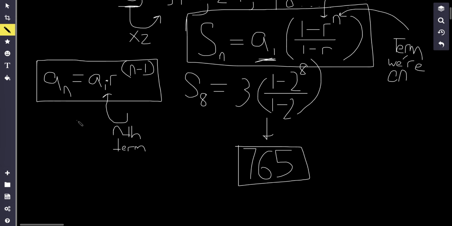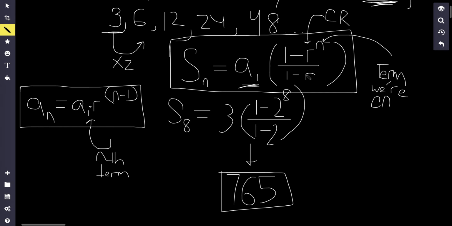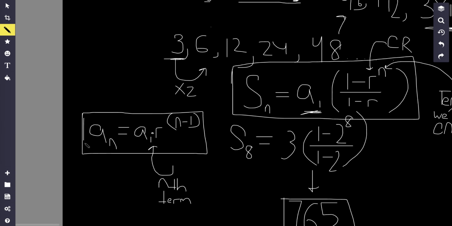Now, a lot of people get confused with the geometric sequence formulas. So this formula right over here we just used is to find out the sum of all of these terms, right? We're trying to find out the sum of every one of these terms. However, for this geometric sequence formula right over here, this is only used to find out the nth term. Let me show you what that means.